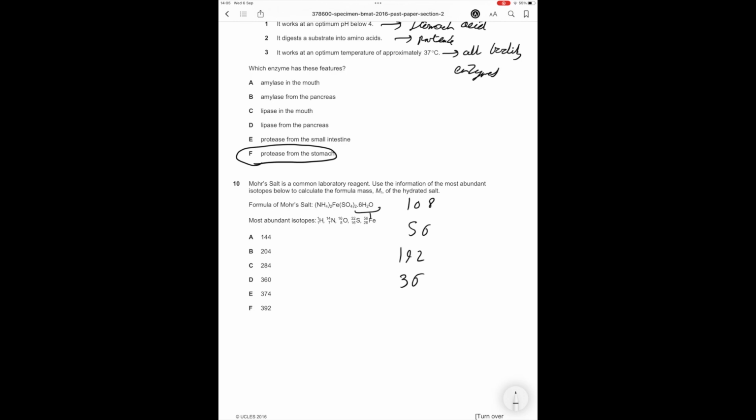So now if we total these together, we are going to get 108 plus 192. I'm adding those together because it gives a nice 300. 56 plus 36 is 92. So the overall answer is going to be F, which is 392.